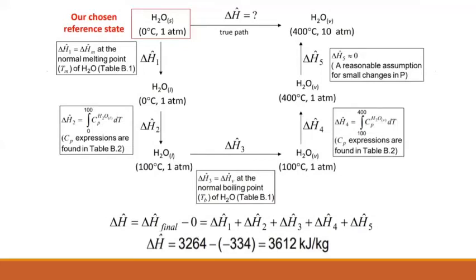So lastly, we just add H1 till H5 and we get the enthalpy of H2O in solid becoming H2O in vapor at 400 degrees Celsius and 10 atm, which is 3,612 kilojoules per kilogram.